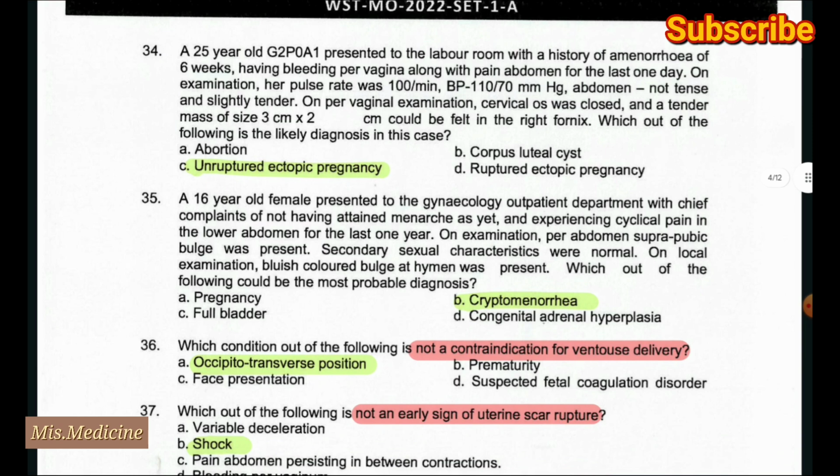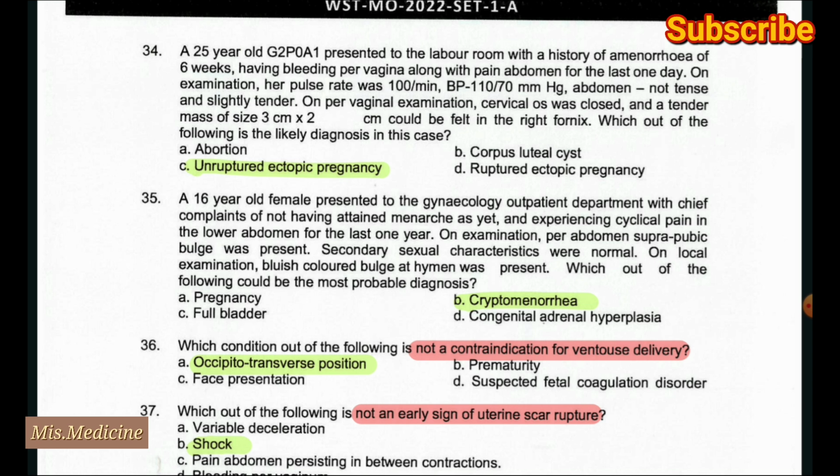And the next question is a 25-year-old G2P0A1 presented to the labor room with a history of amenorrhea of 6 weeks, having bleeding per vagina along with pain abdomen for the last 1 day. On examination, her pulse rate was 100 per minute, BP 110/70 mmHg, and abdomen not tense and slightly tender. On per vaginal examination, cervical os was closed and a tender mass of size 3 cm into 2 cm could be felt in the right fornix. Which out of the following is likely? The diagnosis in this case is unruptured ectopic pregnancy.